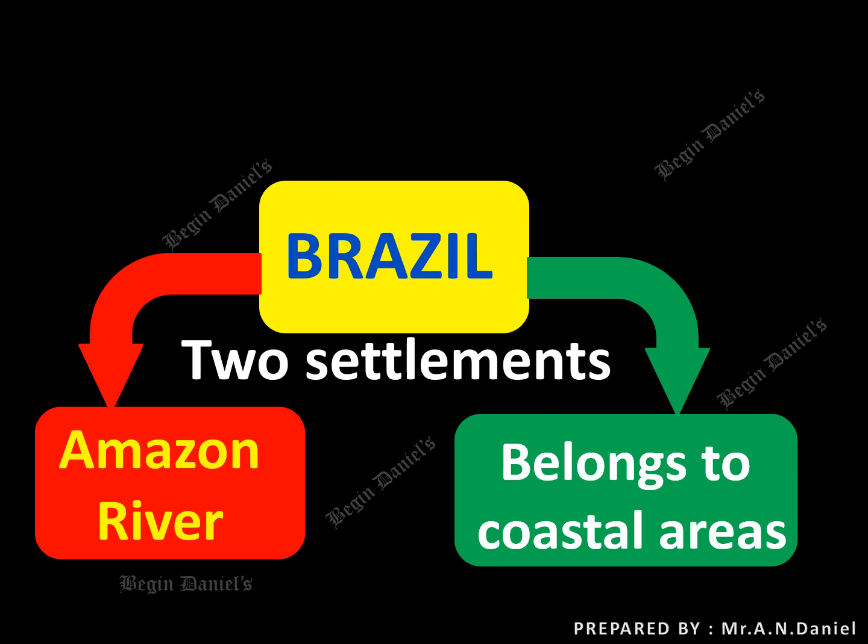Now the human settlements in Brazil. In Brazil, the human settlements can be classified into two. One, the settlements nearer to the Amazon river, and another one, the settlements that belong to coastal areas. So the Amazon river basin settlement is one, and the coastal area settlement is the other. These are the two groups of settlement in Brazil.